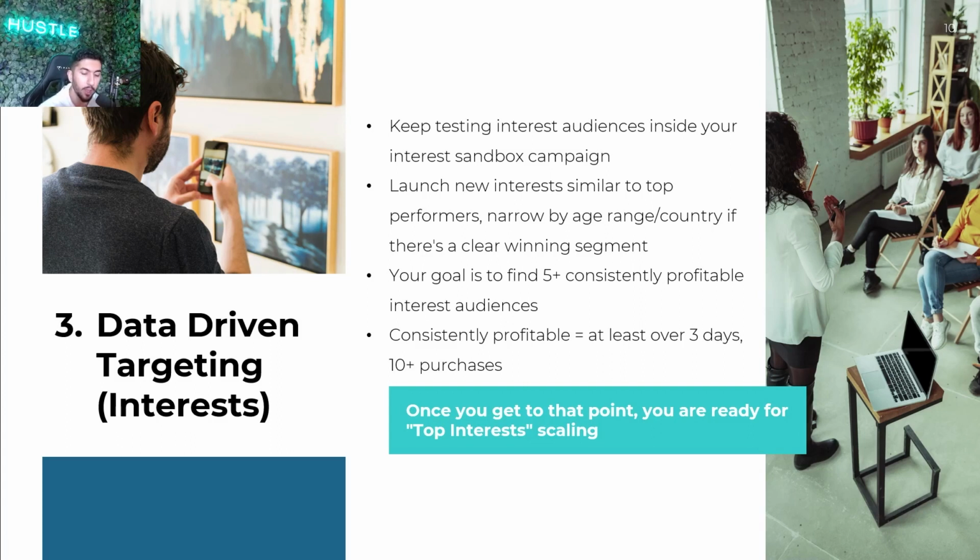So after finding a good interest, you have to launch a new interest similar to the top performers in the creative sandbox campaign, right, in order to find more good creatives. And you will of course split by age range, country will be one country only, as I always say, but age will be different, of course. Your goal is to get 5 consistent profitable interest audiences, consistently profitable at least over 3 days with 9 to 10 purchases, right? And that will be very good, so you can scale them into a CBO.